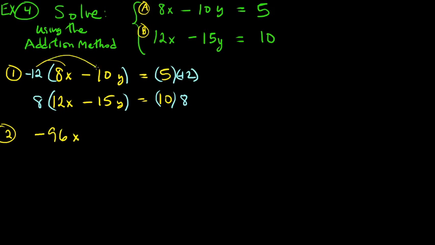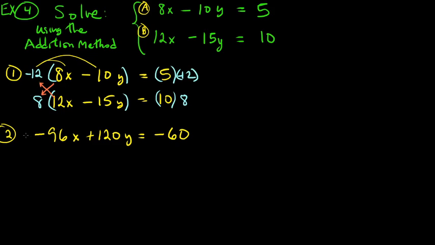And then negative 12 times negative 10y is going to be positive 120 times y. And on the right side, 5 times negative 12 is negative 60. Right? So we get some pretty big numbers here. They didn't have to be this big, but this is maybe the quickest way to go about this. All I did was multiply by the number in the other equation. So that always works. It just might not be the best way to do it.